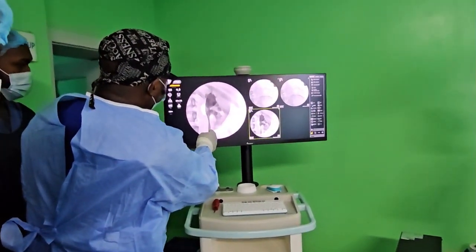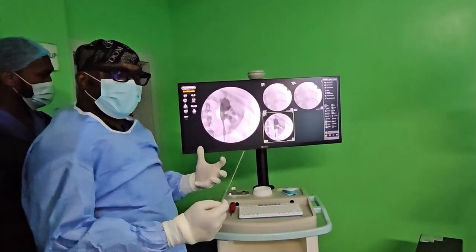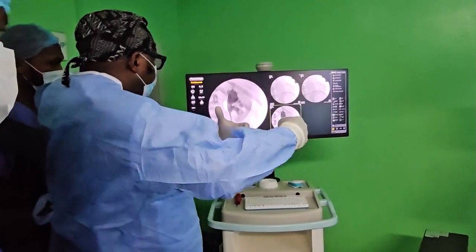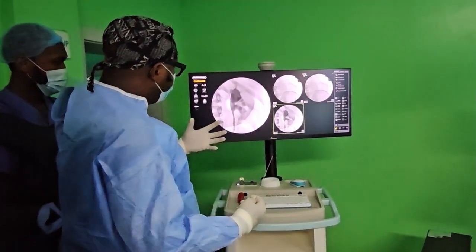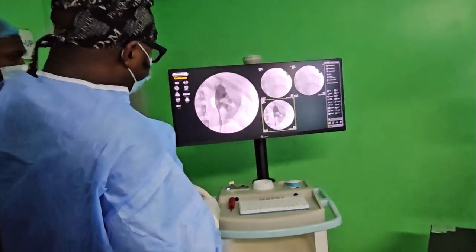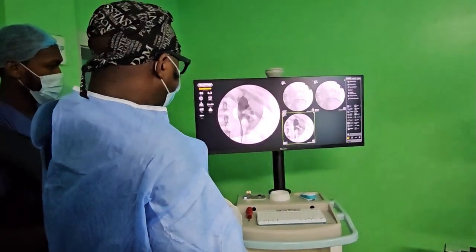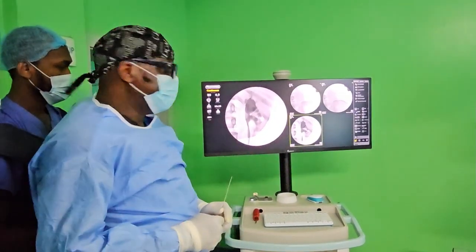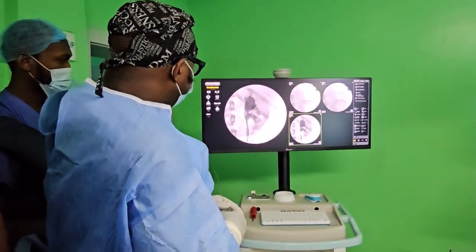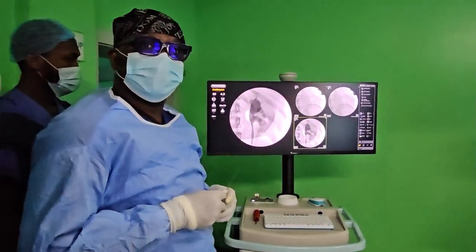This is the shadow of the stone. Okay, so you see how we opacify the pelvicalyceal system and everything was placed in proper context. That will now guide us on which calyx should be our calyx of entry. If you look at it, our best calyx of entry is this lower pole. Do you disagree?